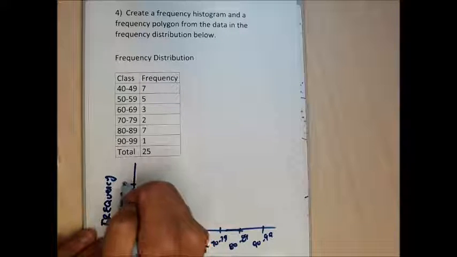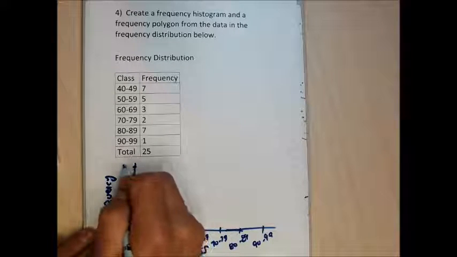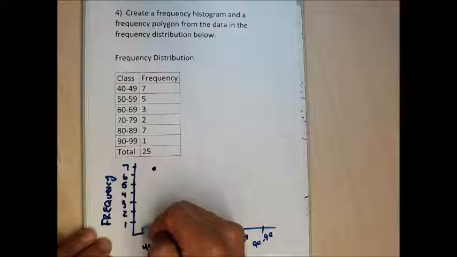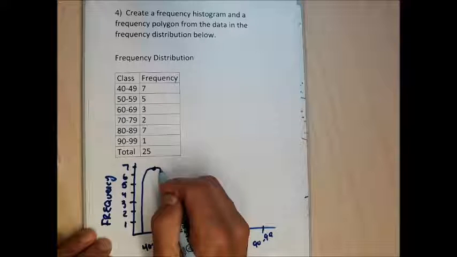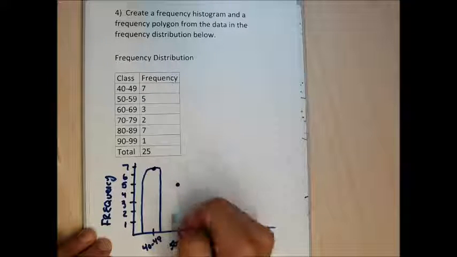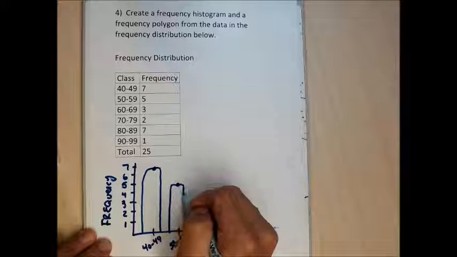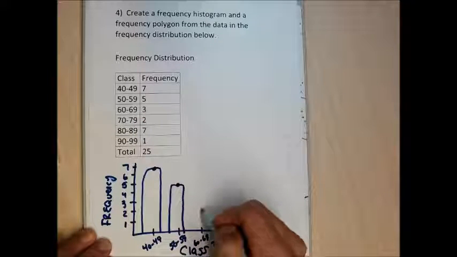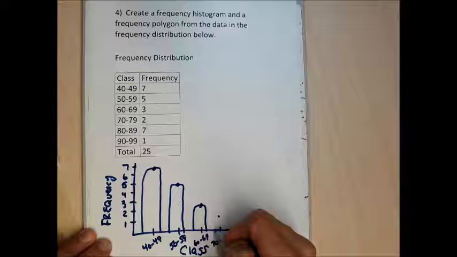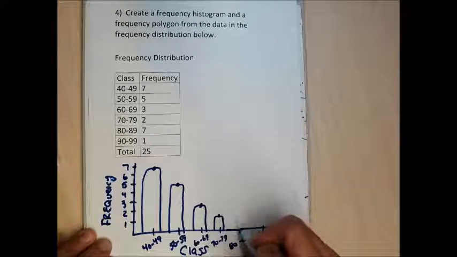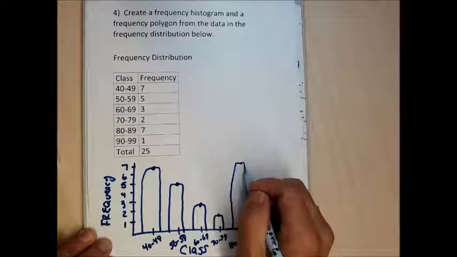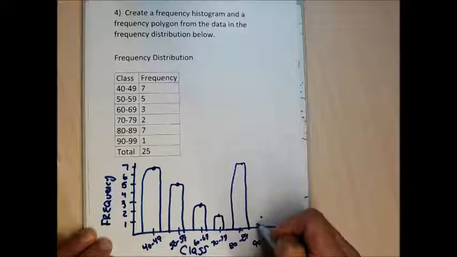When I increment by something other than 1, it's just because I don't feel like writing that many numbers as much as anything. So above 40 to 49, I'm going to make a dot at the 7. And let me this time not connect my bars if I can try to do that. It doesn't matter whether they're connected or not. Above the 50 to 59, I'm going to put a bar that's 5 high. Above the 60 to 69, something that's 3 high. 70 to 79, 2 high. 80 to 89, 7 high. And 90 to 99, 1 high.